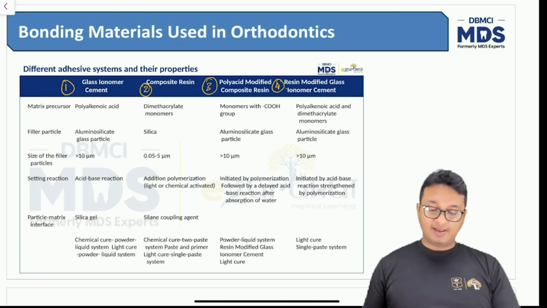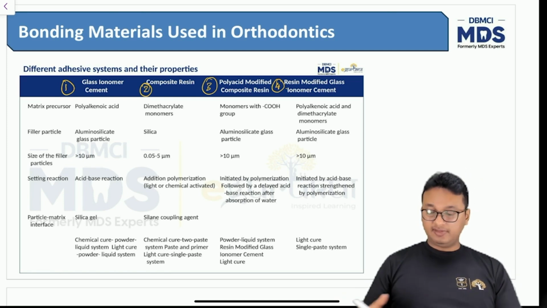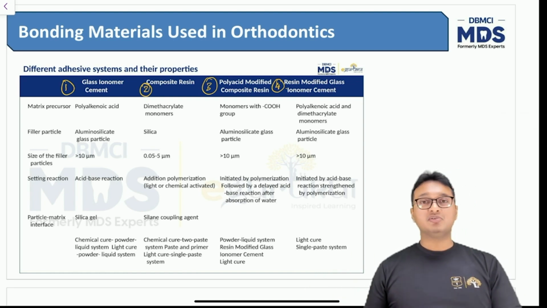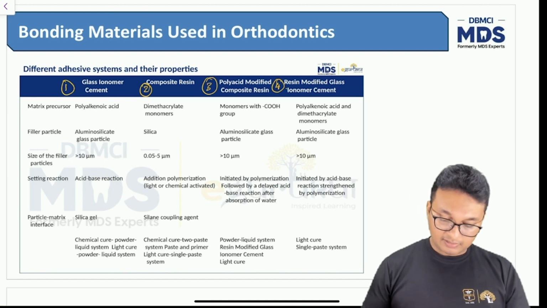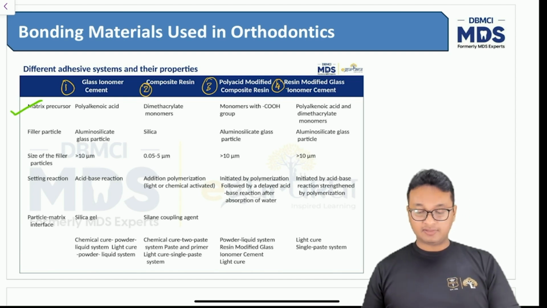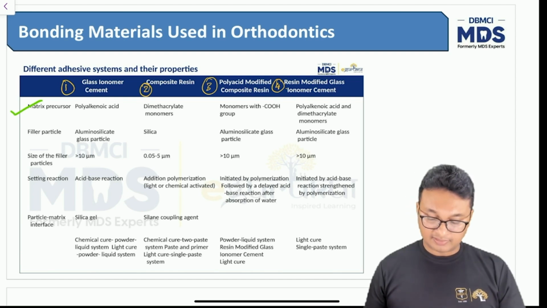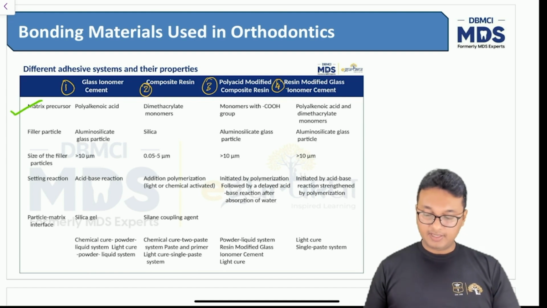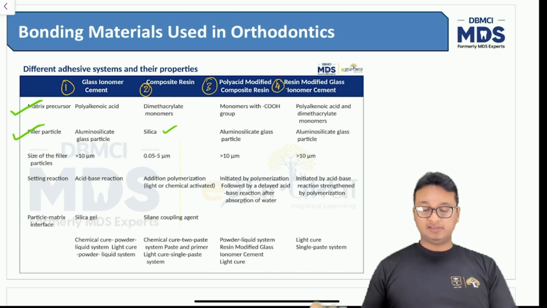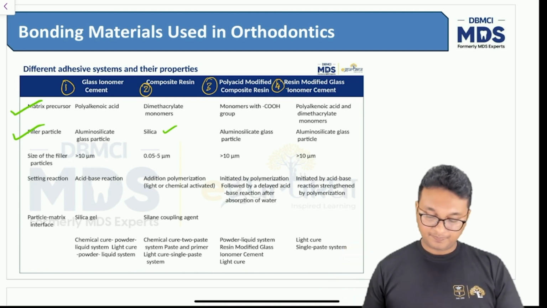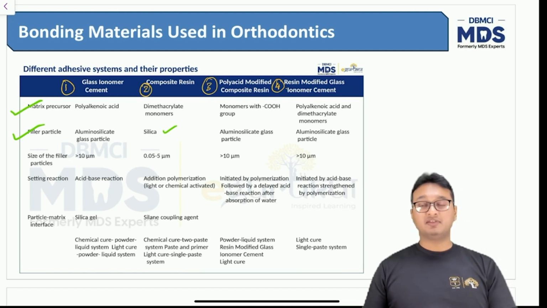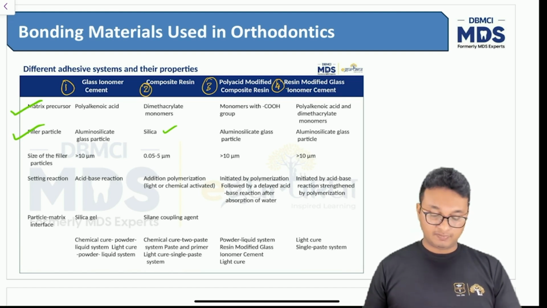So talking about the glass ionomer cement, this table shows the primary differences between the different types of adhesive materials. So I would want you to please make a note of it. In glass ionomer cement, the matrix precursor is a polyalkanoic acid, whereas in composite resin, it is dimethacrylate monomers, right? Then the filler particle in composite resin is quartz, that is silica. Whereas in case of resin modified glass ionomer cement, the aluminosilicate glass particle is the primary filler material of the bulk.